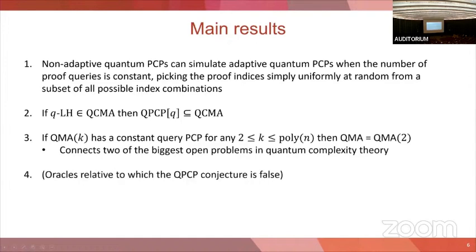And we also give, in the main work, which is on arXiv, some oracles relative to which the quantum PCP conjecture is false, which you would also expect. Also in the classical case, our oracles disprove the classical PCP theorem. So this is more of an exercise showing that you need non-relativizing techniques, just as you need classically, if one wants to prove the quantum PCP conjecture. But this will not be talked about during this talk.